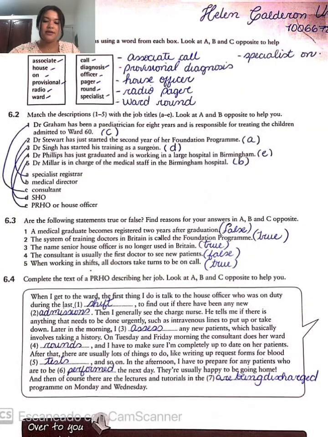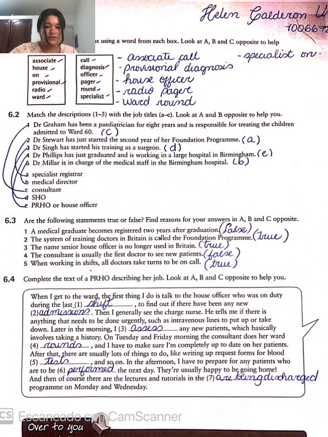Now we are practicing Unit 6, which is called Medical Practitioners Part 2. Make word combinations using a word from each box. Look at A, B, and C opposite to help you. The words are associate, house, on, provisional, radio, ward, call, diagnosis, officer, pager, round, and specialist. The combinations are associate specialist, provisional diagnosis, house officer, radio pager, ward round, specialist on call.